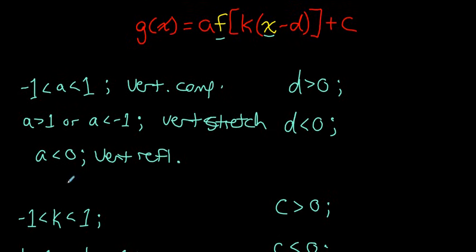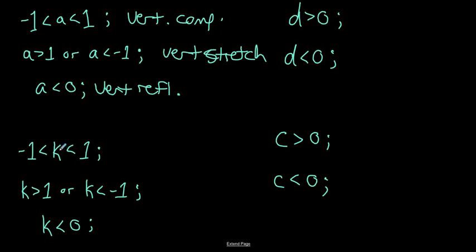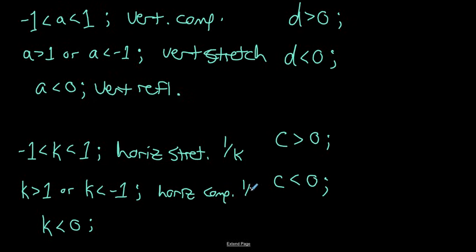Now let's look at the k value. K is kind of the opposite of the a value. So if k is between -1 and 1, that's going to be a horizontal stretch by a factor of 1 over k. The k value always gets flipped. We need the reciprocal of the k value. If k is bigger than 1 or less than -1, that's actually a horizontal compression by 1 over k. And if k is less than 0, we say that's a horizontal reflection.